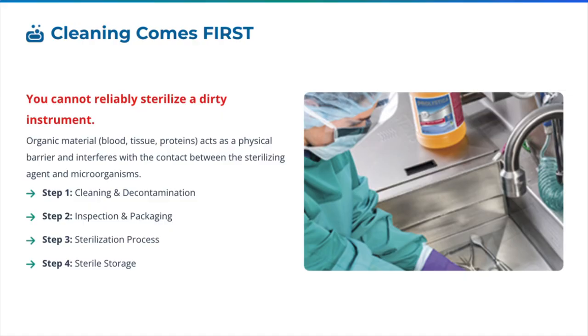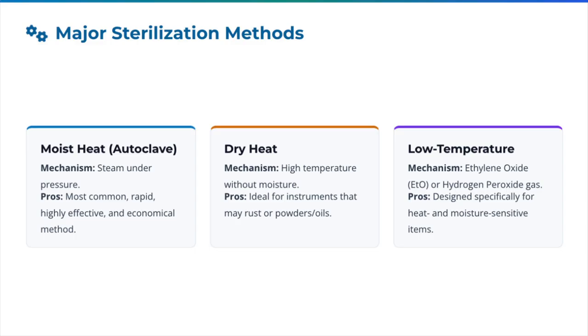The process involves 4 steps: cleaning and decontamination, inspection and packaging, the sterilization process, and sterile storage. There are 3 major sterilization methods. Moist heat using an autoclave is the most common and rapid. Dry heat is used for moisture-sensitive items, and low-temperature methods are used for instruments that cannot withstand heat or moisture.